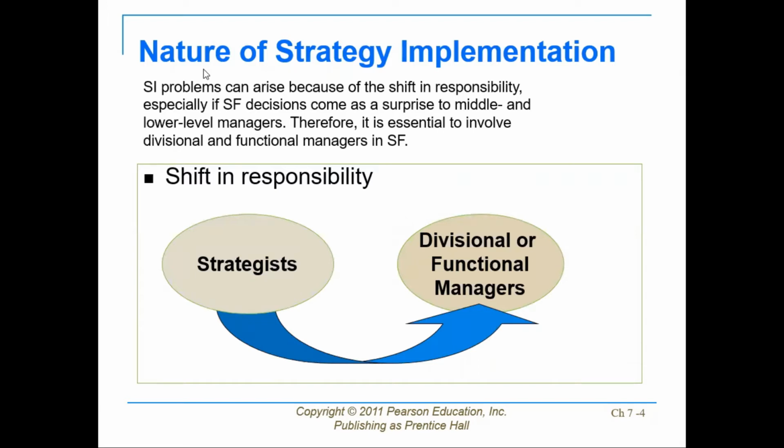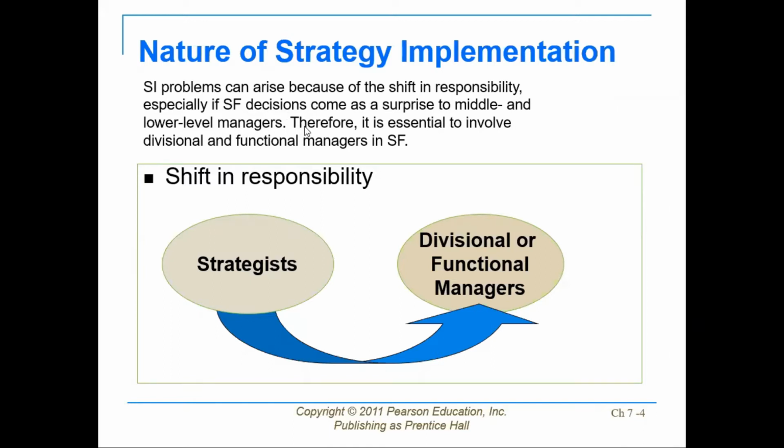The nature of strategy implementation means that strategy implementation problems can arise because of the shift in responsibilities, especially if strategy formulation decisions come as a surprise to middle and lower level managers.